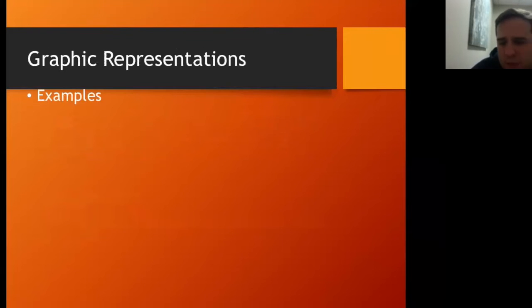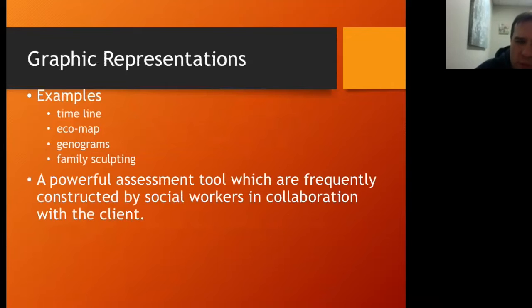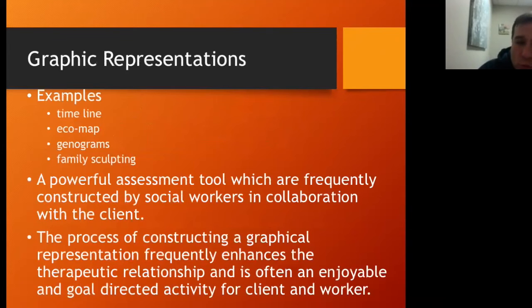Graphic representations, we see a lot more. These are timelines, eco maps. We talked about eco mapping, genograms. We've talked about that. Family sculpting. These are really great tools that social workers use a lot. And we tend to like them because they're very, very collaborative. You need the other person to be giving data and information in order to make these particular tools work.